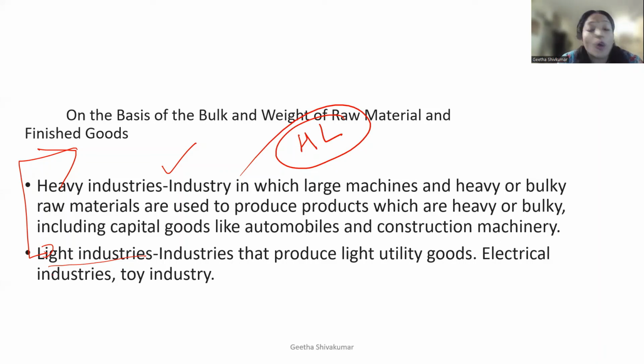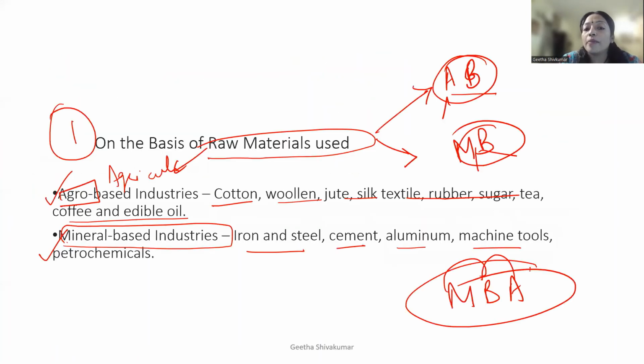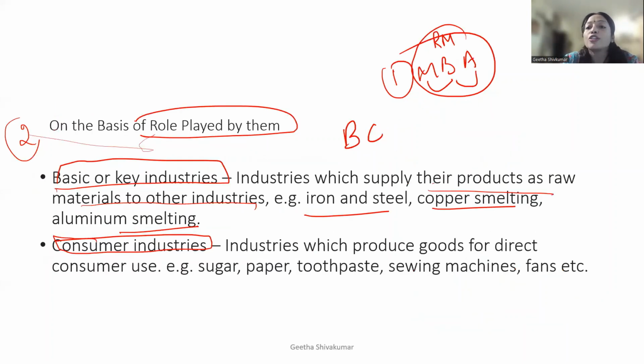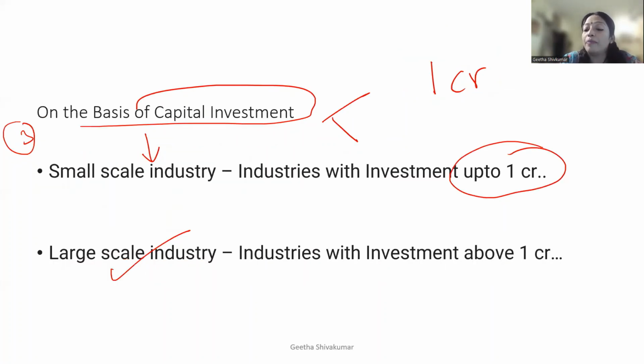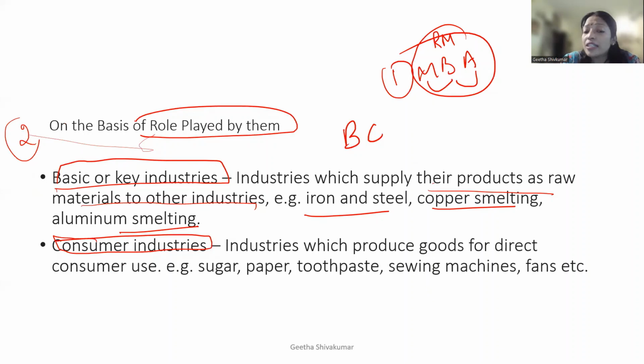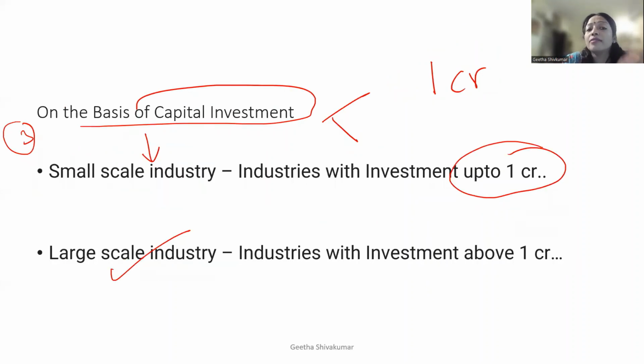I have covered only the classification of industries, because on the basis of raw material, you need to learn with examples and with the definition what an agro-based industry is. The industries which take their raw materials from agriculture are known as agro-based industries. Then you need to write the example. On the basis of role played, basic and key industry is one and the same, and consumer industry, these are the two things. Then on capital investment, small scale and large scale industry.